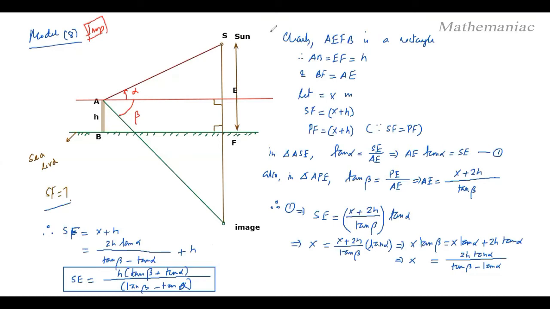So I give you time, you note it down. I'm going to the next model now. This is the last model, model number 9. It is also important. In this model, first let me create the model, then I'll tell you what exactly you have to do.